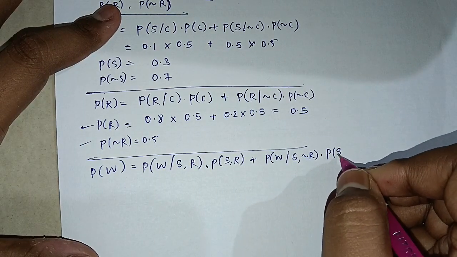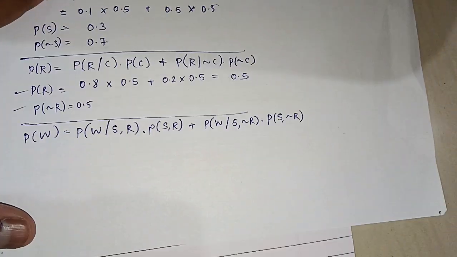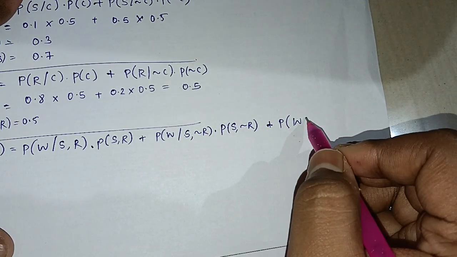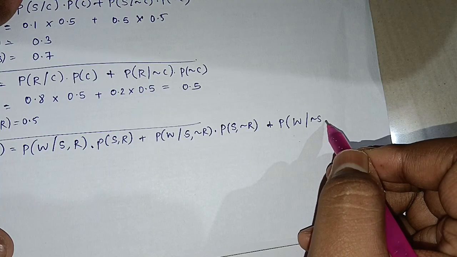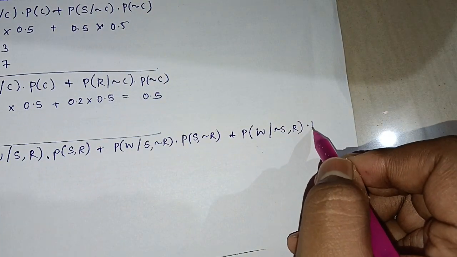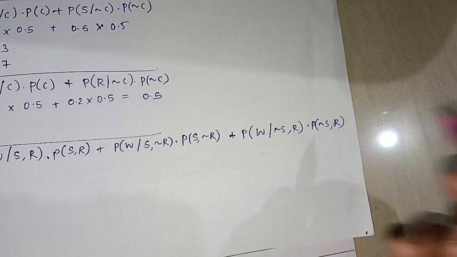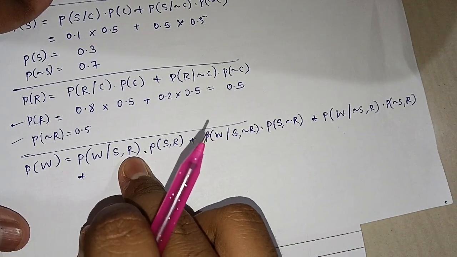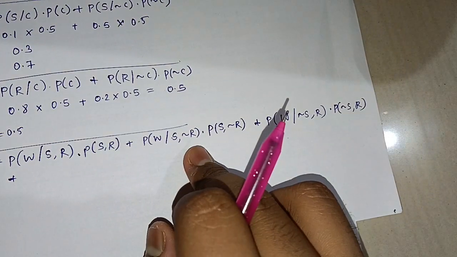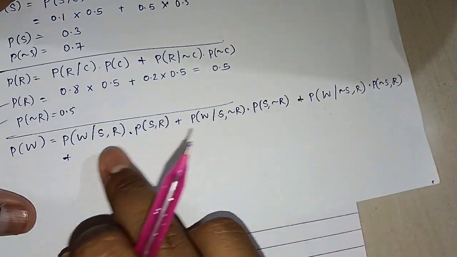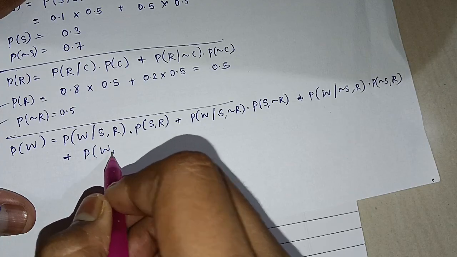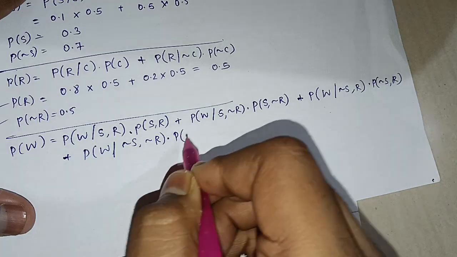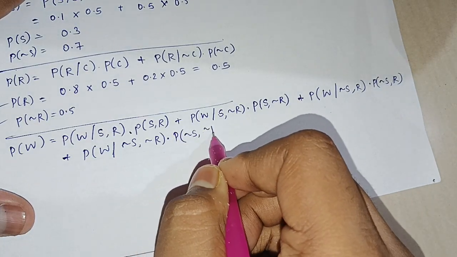So it will also be P of W given S and negation R, times P of S, comma, negation R. Plus now see, S to R: true, false, true. Now there is false, so P of W given negation S and R, into P of negation S, comma R. Plus P of W given negation S, negation R, into P of negation S, comma negation R.